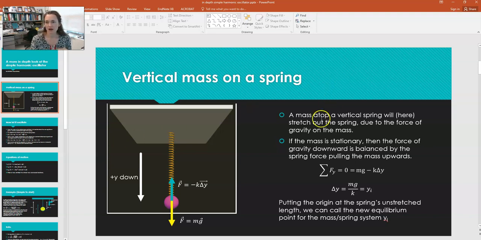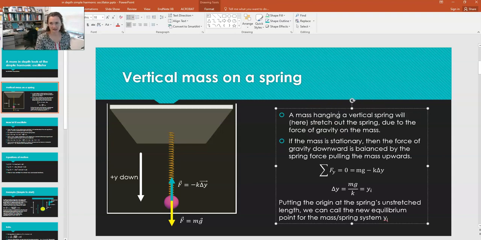So a mass hanging from a vertical spring, or atop a vertical spring. In this case, we have a mass hanging from a spring that's suspended from, say, a ceiling, but it could just as easily be the situation where you have a table, and the spring is attached to the table and sticking straight upward, and the mass is attached to that. So you might see problems with either of those configurations.